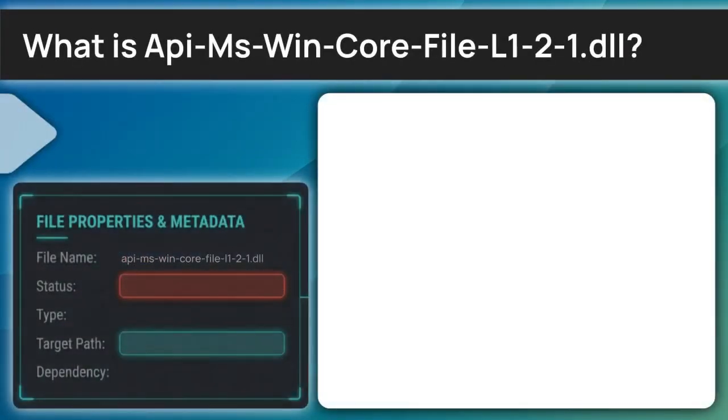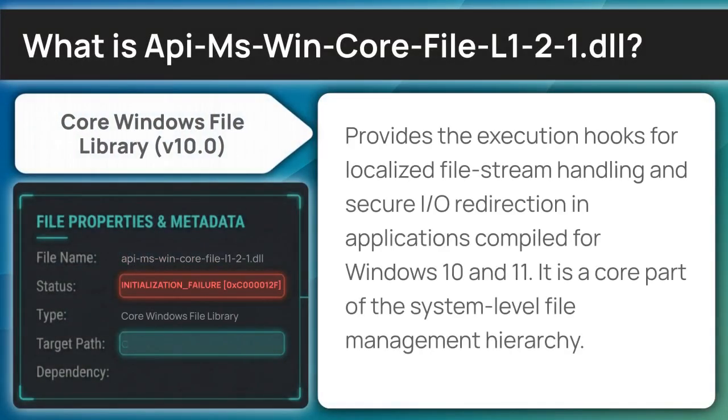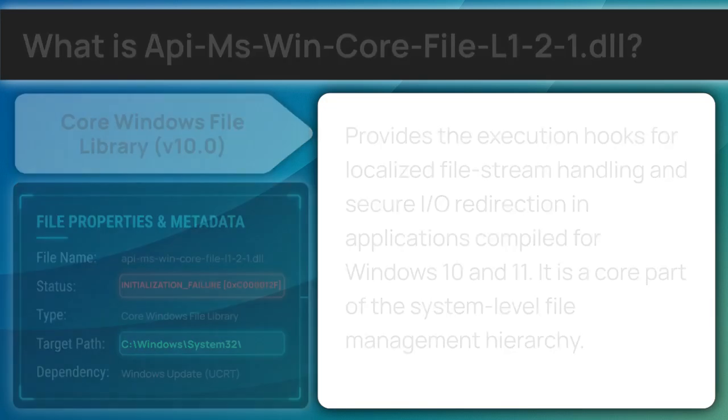This is the Windows core file API, which provides the execution hooks for localized file stream handling and secure input-output redirection in applications compiled for Windows 10 and 11. It is a core part of the system-level file management hierarchy. Now let's apply the fix by reinstalling the shared system library.